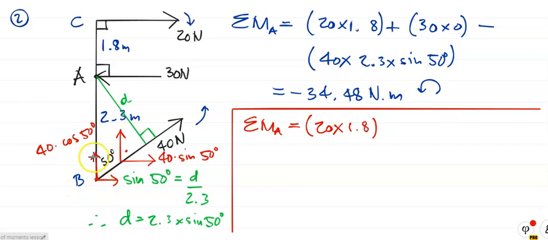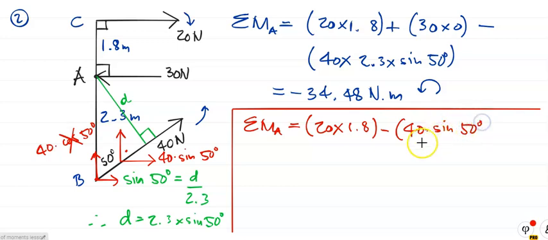Now, this force here, which is 40 cos 50, can you see it's actually acting through the point of rotation? So it's going to be equal to 0. That's right. So only this one of the two components is going to have an anti-clockwise effect about A. So it's going to be minus 40 sine 50.